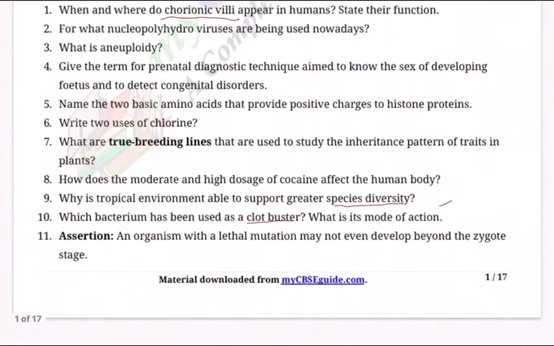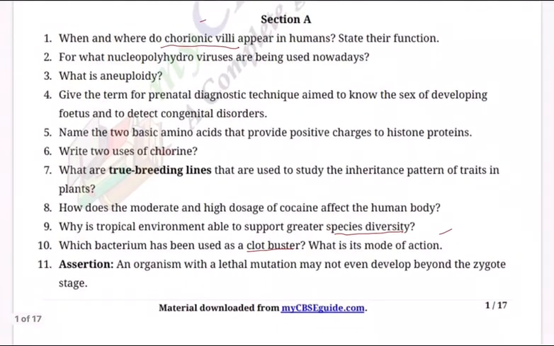And these are all 1 mark questions, 1 to 10. You need to write say 1 or 2 sentences and finish the answer. Question number 11 is assertion and reasoning type.